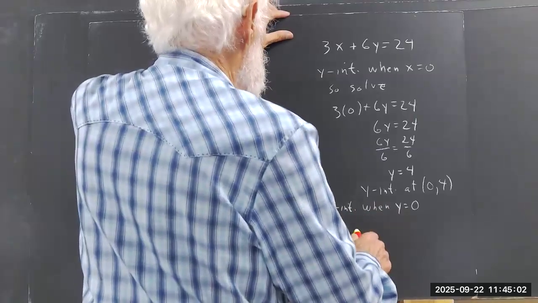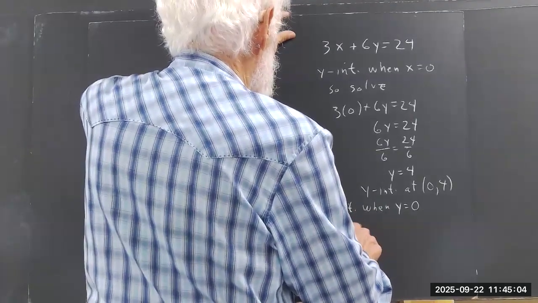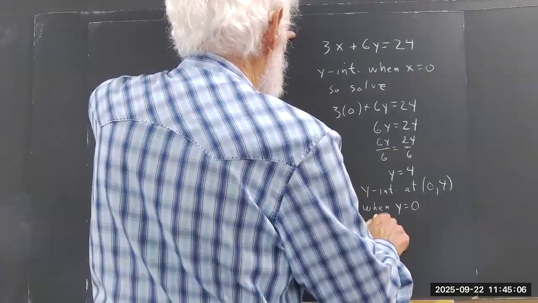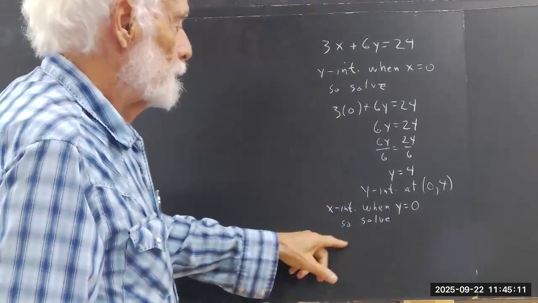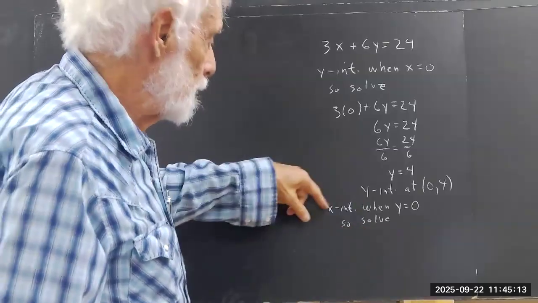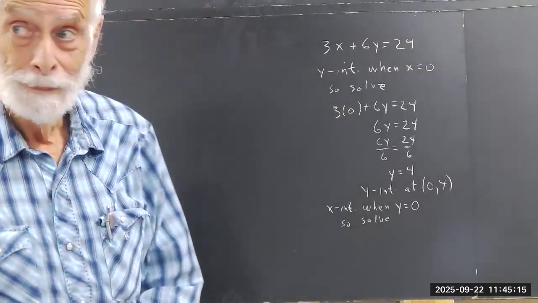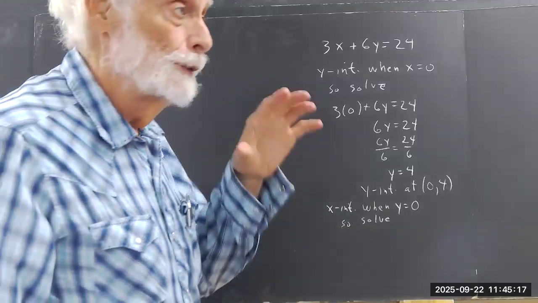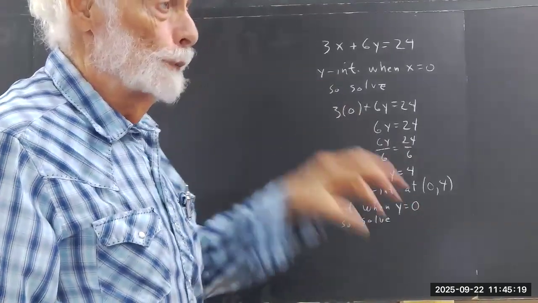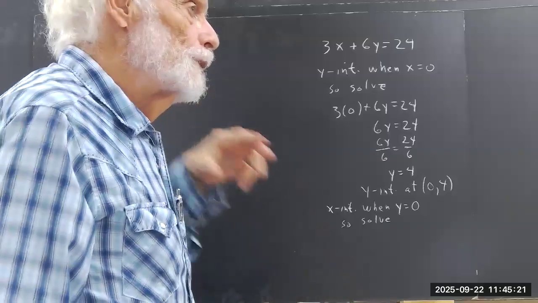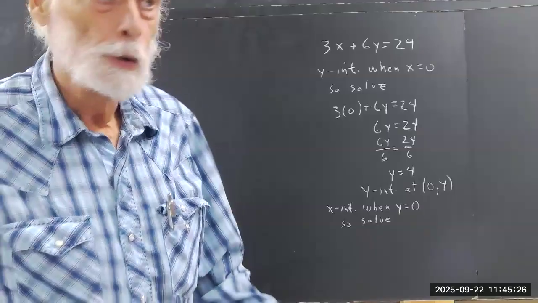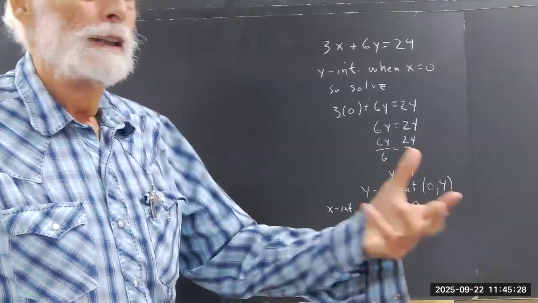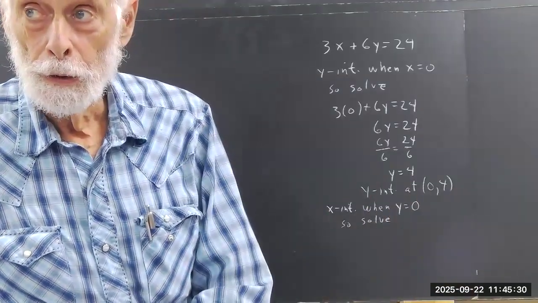Now, the x-intercept from y equals 0. I like the word so, because it tells you that the reason we're solving this equation is because that's what the x-intercept is. It's a train of thought that you want to reinforce so you don't have to relearn it before an exam or something. So you don't have to relearn it when you need it to move forward in another course.